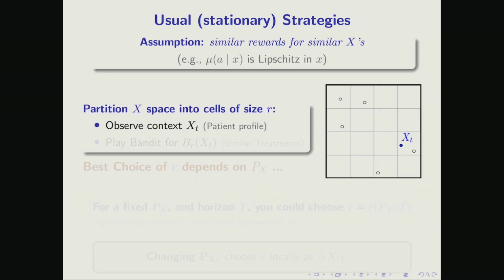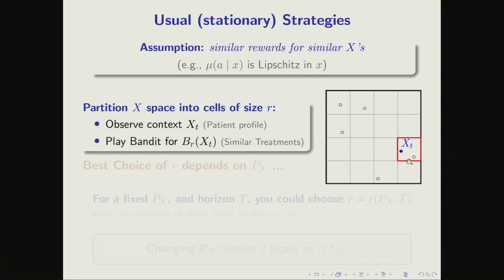So since nearby contexts have similar rewards, we can partition up the space. So that's the usual strategy. We partition up the space. We observe a context X_T, maybe a patient profile, and then we're just going to try to look at the nearby contexts. And then you play a bandit amongst those nearby contexts. So here you pick R, R being the size of the neighborhood that you're going to use. The main problem is the choice of this R. Which R should you pick? Which neighborhood should you pick? So that's the main problem, the choice of this R.